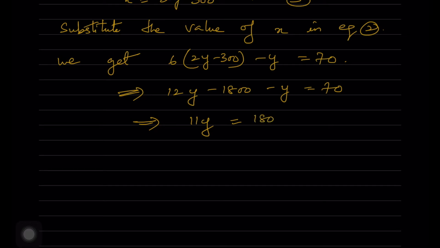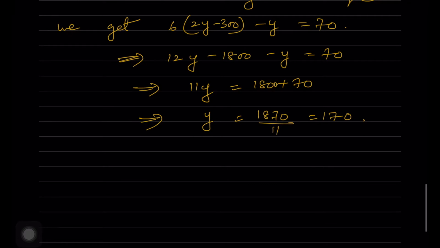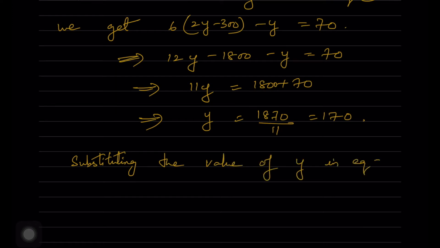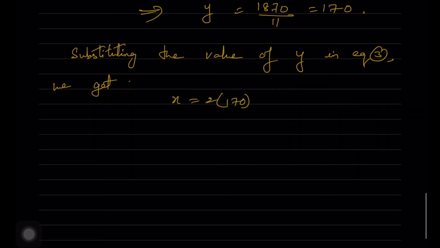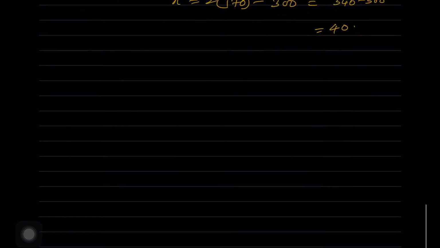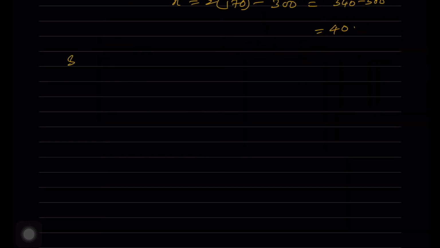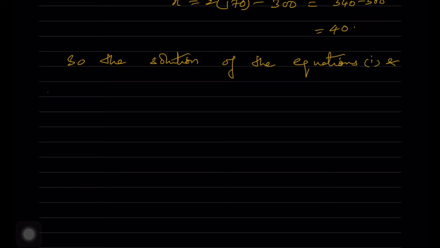So 11y minus 1800 is equal to 70, or 11y is equal to 1800 plus 70, which is 1870 by 11, which is 170. So now substituting the value of y in one of the equations, or in equation 3, we get x is equal to 2 into 170 minus 300, that is 340 minus 300, which is equal to 40. So the solution of equations 1 and 2 is x is equal to 40 and y is equal to 170. Hence the amounts of the respective capitals are 40 rupees and 170 rupees respectively.